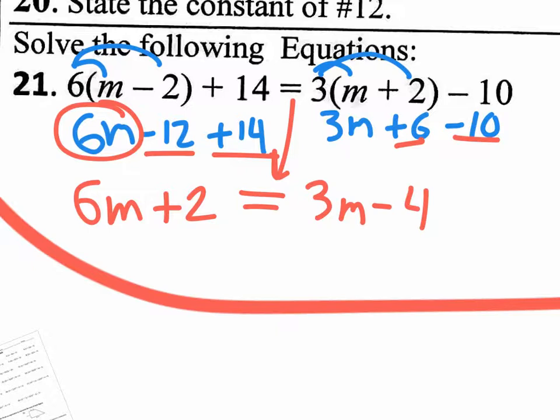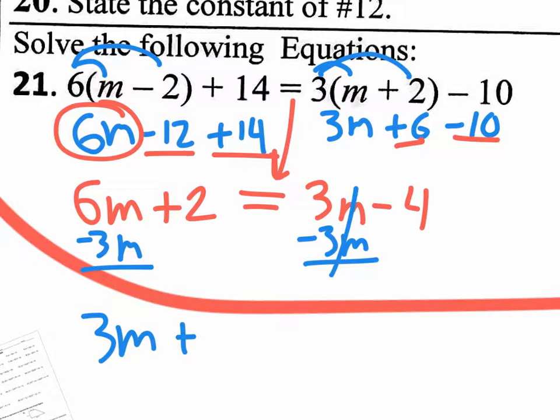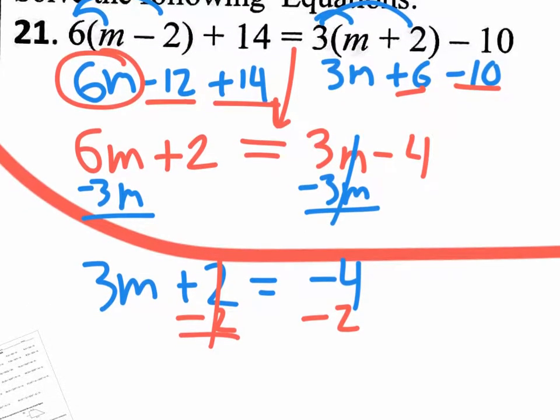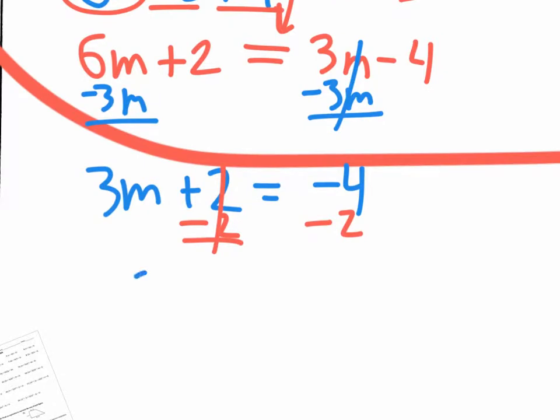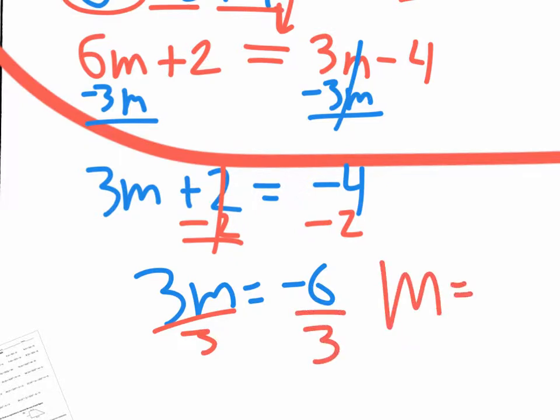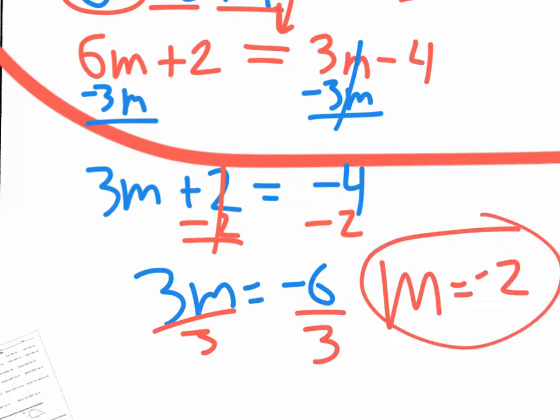And now you could solve by getting m's to one side. I want to subtract 3m. Cancel. Subtract 3m. You're going to have 3m plus 2 equals negative 4. And now I'm going to subtract the 2 to get rid of it. Subtract 2 over here. My new equation will read 3m equals negative 6. And of course, if we divide by 3 and divide by 3, m equals negative 2. And that's our answer. Be ready for that on the test tomorrow.